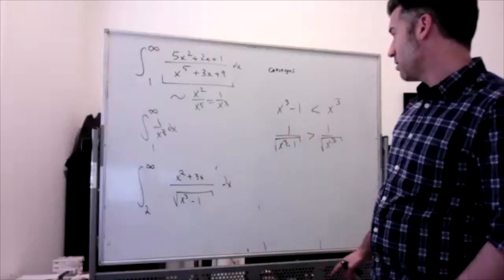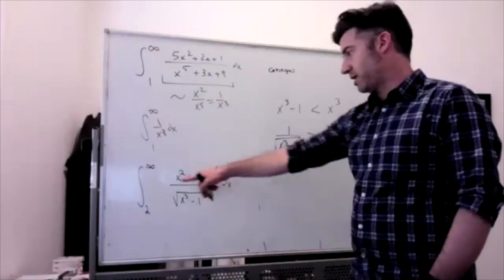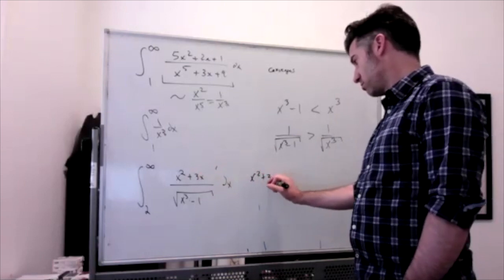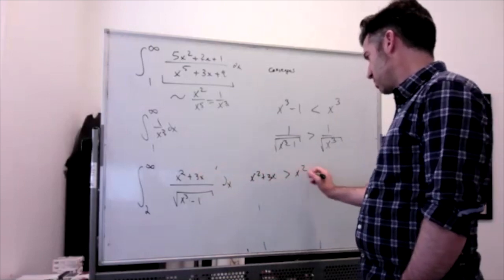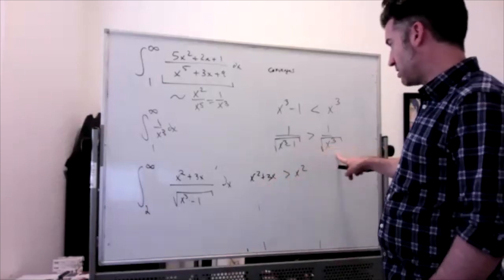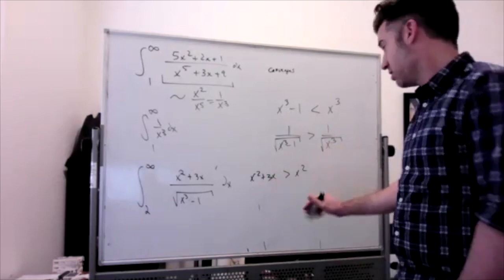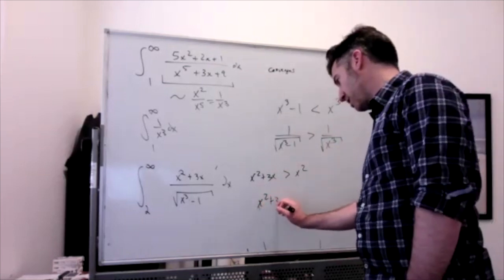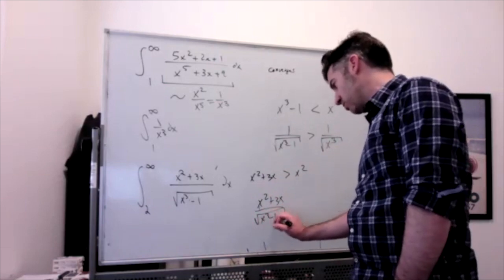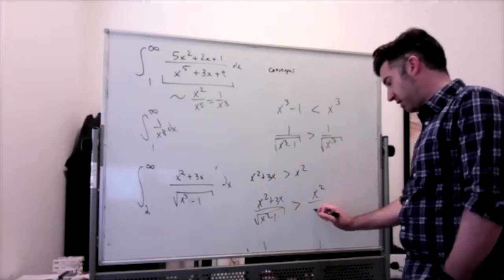And then it's also true that x squared plus 3x is bigger than x squared. So this is bigger than this, and this is bigger than this. If you multiply these together, it's going to be bigger than if you multiply these together. So x squared plus 3x times 1 over the square root of x cubed minus 1 is bigger than x squared over the square root of x cubed.